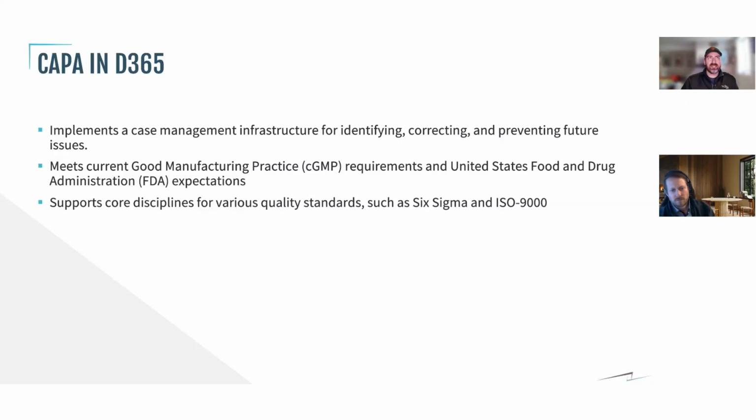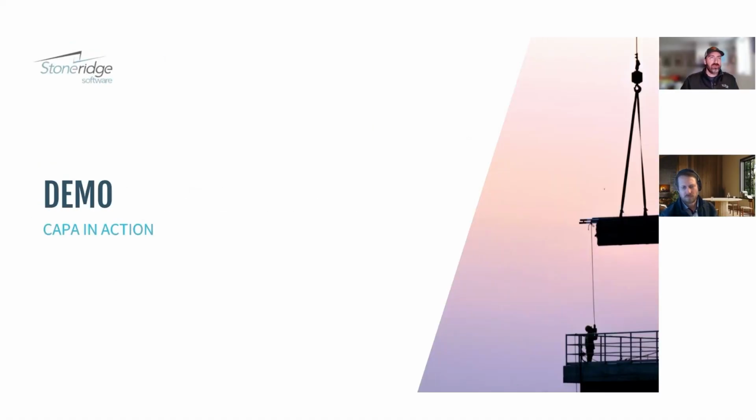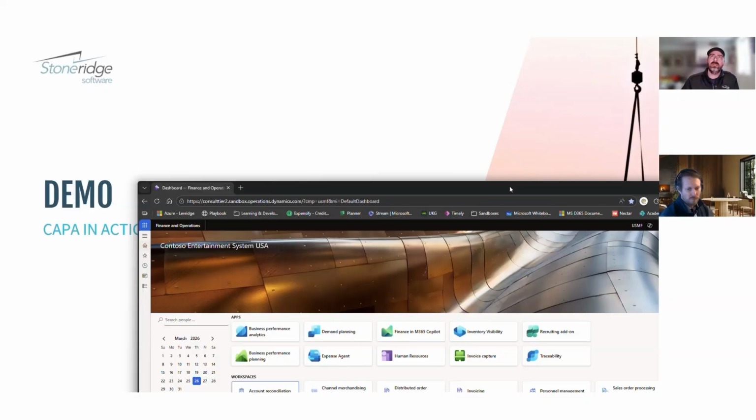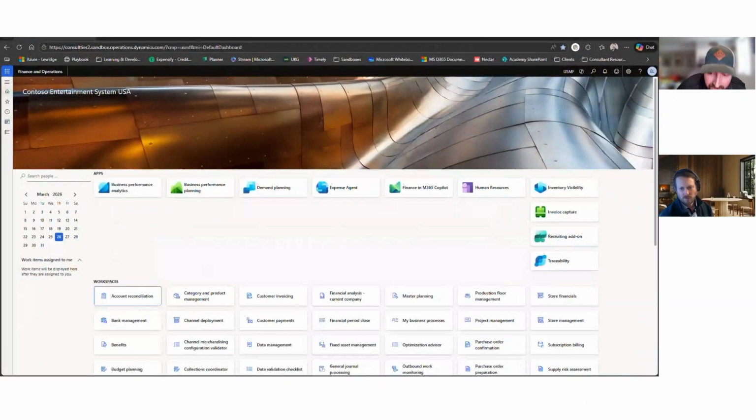This case management process has been designed to meet current good manufacturing practice requirements. It's intended to meet FDA expectations, and of course, it supports our core disciplines for quality standards such as Six Sigma and ISO 9000. With that said, let's jump into our environment and review how CAPA actually works in D365.